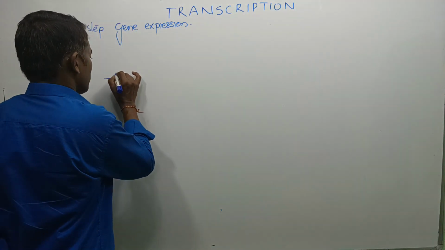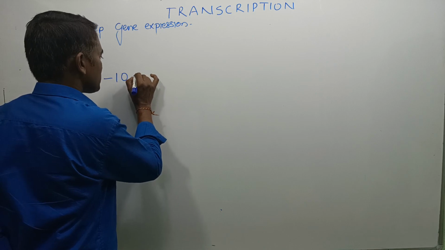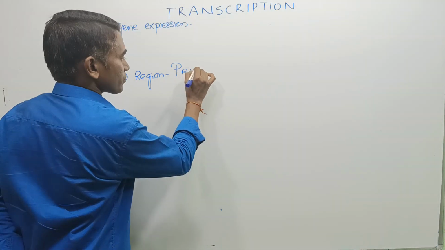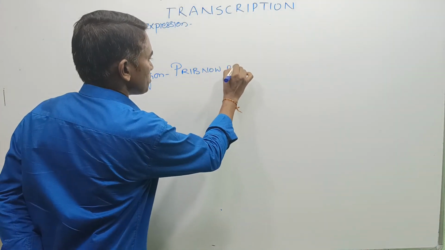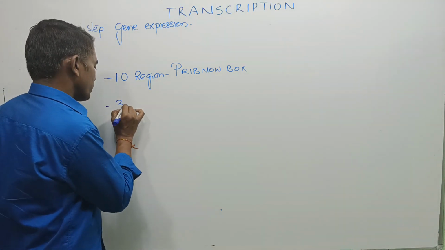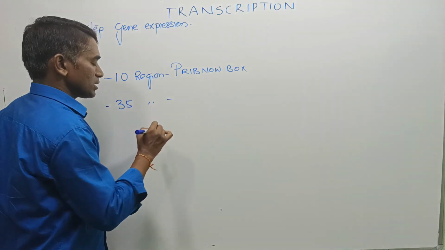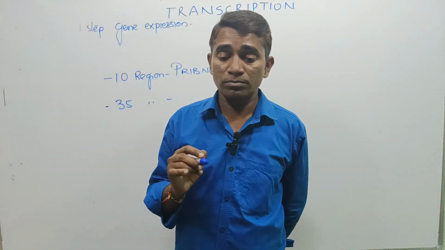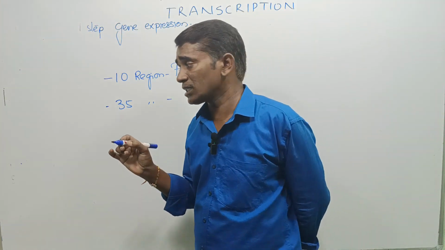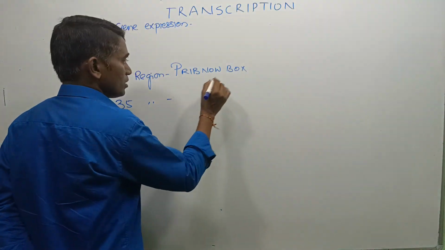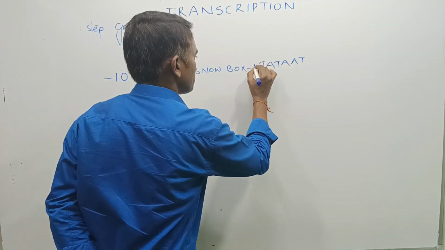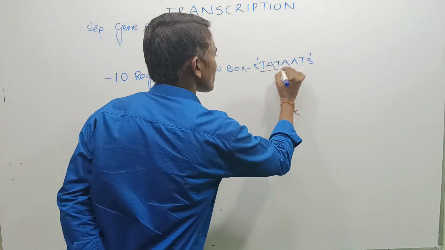So one is the -10 region. This -10 region is called the Pribnow box. Yes, remember, this is important from an examination point of view. The -35 region is the other one, one is the Pribnow box and this is the -35 region. The -10 region contains TATAAT, 5 prime to 3 prime. This is the TATA box.